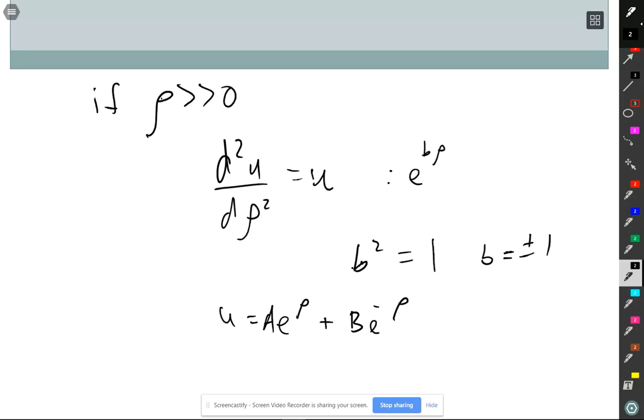Well, if rho goes to infinity, one of these things has got to go. Which one has a problem? Yeah, if rho goes to infinity, a has to be 0. And so we get here a equals 0 to be normalizable.